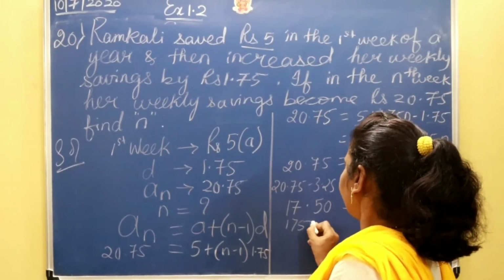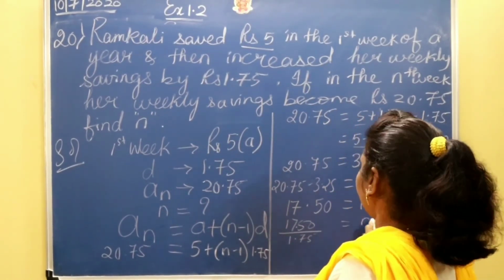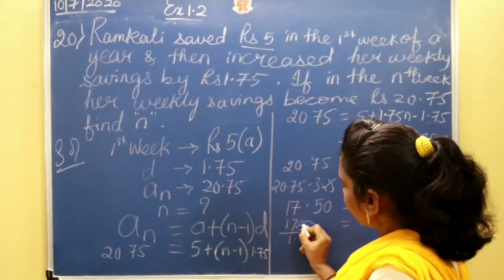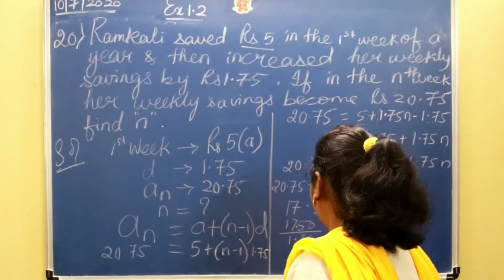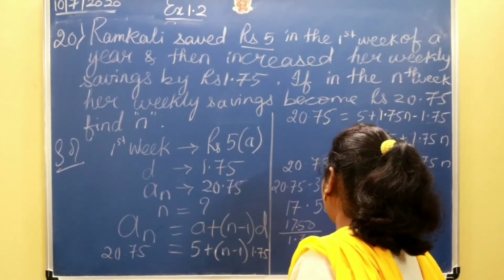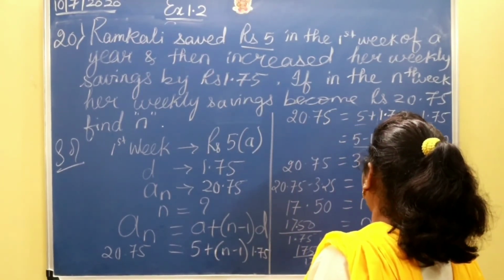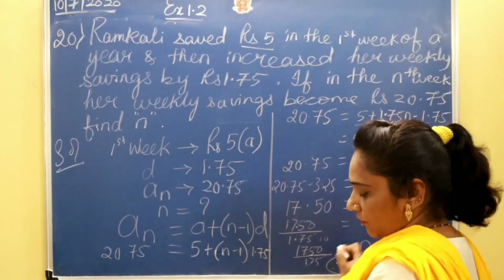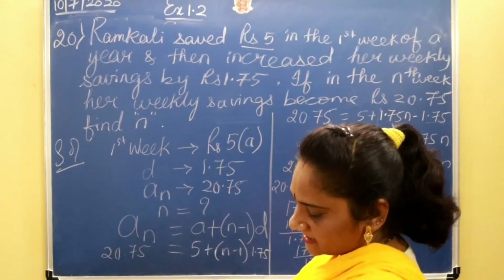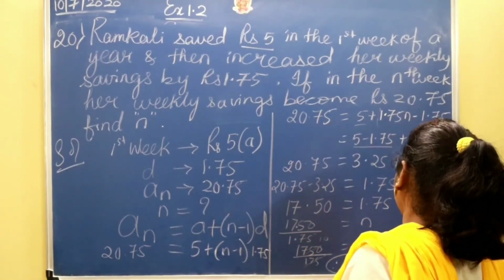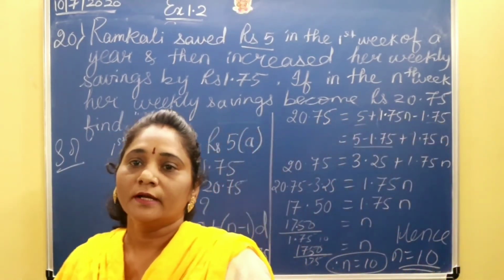So it is 17.50 divided by 1.75 equal to N. Here also we have after decimal 2 numbers. So you can remove the decimal. 1750 divided by 175 is equal to N. Therefore, N is equal to 10. So what will be your last statement? Hence, N is equal to 10. They have asked you N.